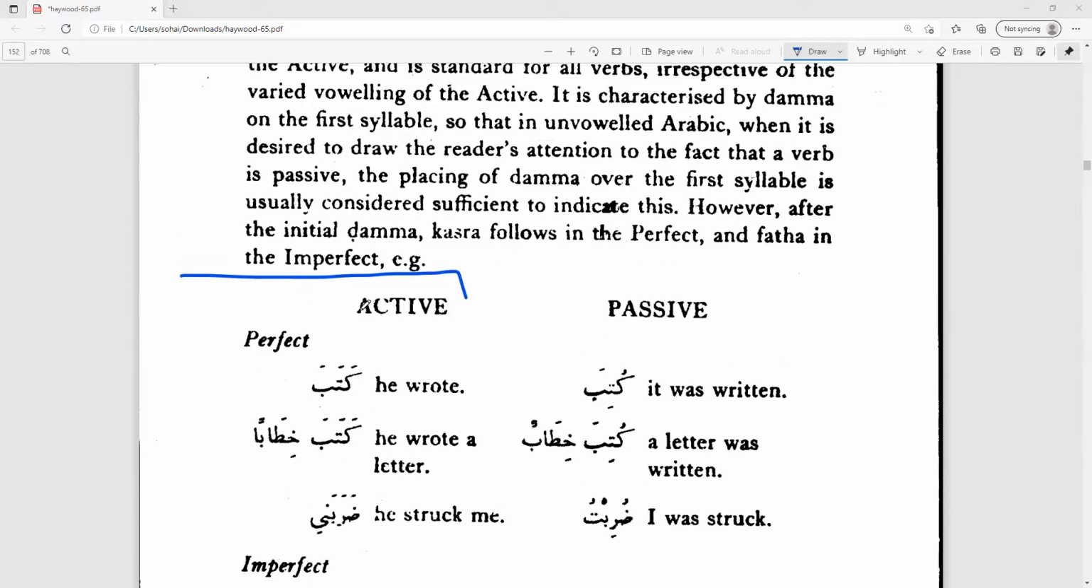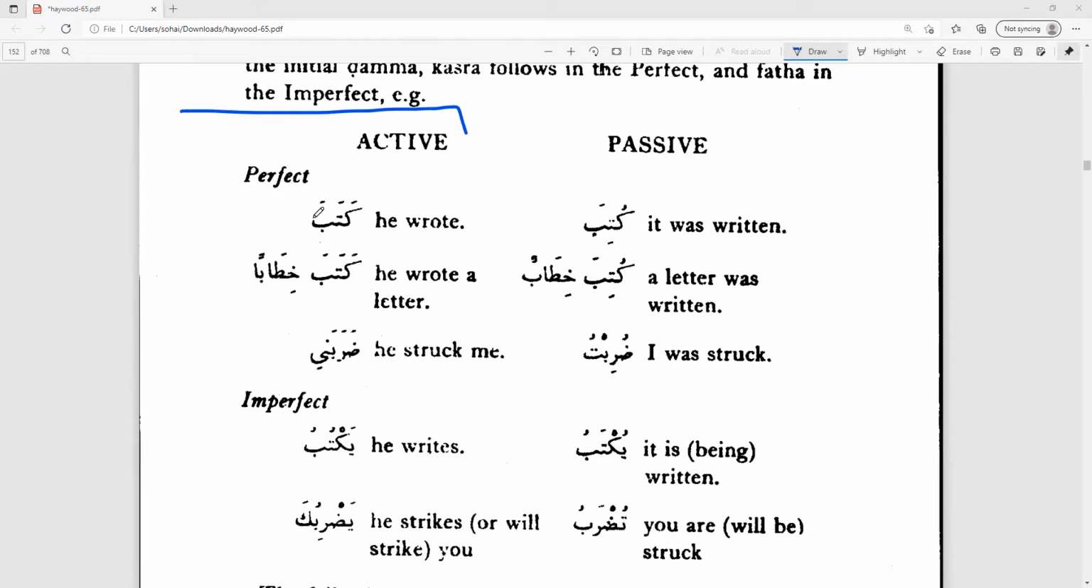So here, if you look at it, it just tells you clearly the active, how to form it, and has written, kataba, and gives an example. Kataba means he wrote. Kataba kitaban, he wrote a letter. Then it tells you the passive, how to form the passive, and has written, and what's the meaning. Kutiba, so it was written. Kutiba kitabun, a letter was written.